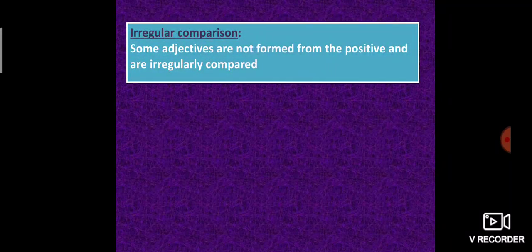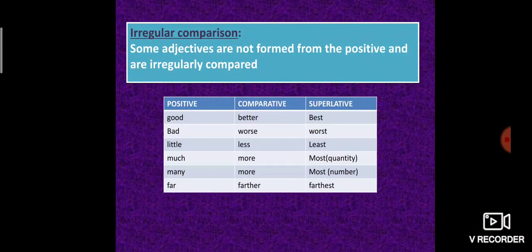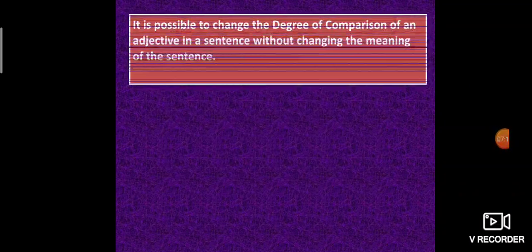Irregular comparison. Some adjectives do not form from the positive in the regular way and are irregularly compared. Examples: good, better, best. Bad, worse, worst. Little, less, least. Much, more, most. Many, more, most. Far, farther, farthest. So these, my dear students, are irregular comparisons.